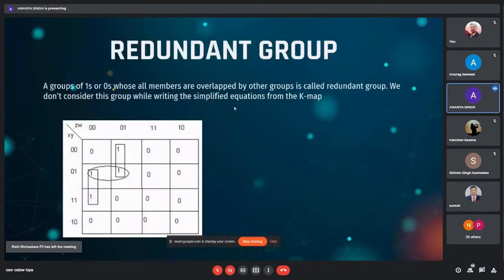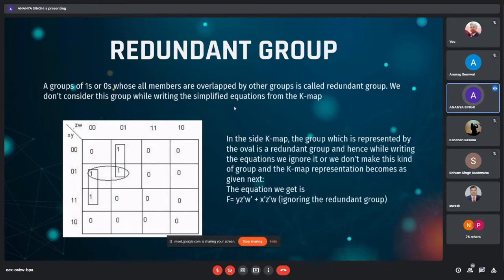Now here comes the redundant group. It's simply a group which has already been covered by different groups. So we simply ignore them.